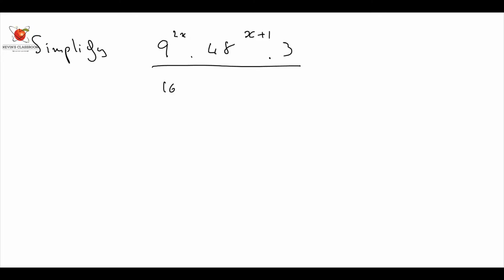They always give these, and they usually say, right, step one is going to be to simplify some very weird expression: 9 to the power of 2x, 48 to the power of x plus 1, multiplied all by 3, divided by 16 to the power of x plus 2, multiplied by 9 to the power of 2x plus 1, multiplied by 3 to the x.